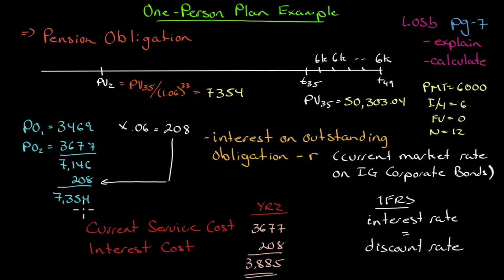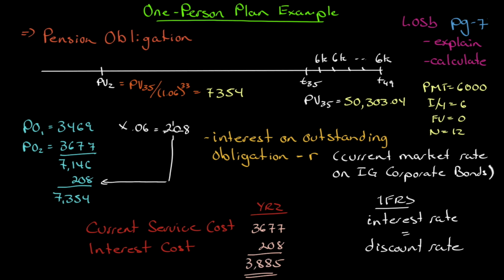We're going to go ahead and put it in. So $73.54. So if we look at what year 2 pension expense would be, in year 1 it was $34.69. In year 2 it's $36.77 plus $2.08 of interest on the outstanding pension obligation, which means it's $38.85 in year 2.